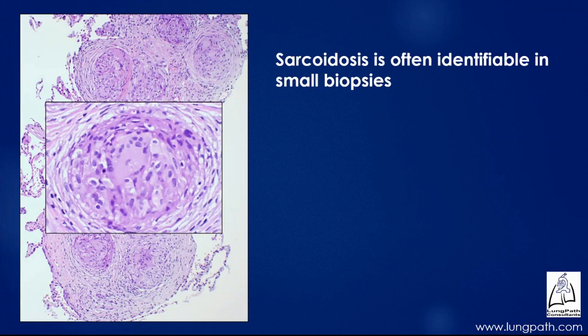Another transbronchial biopsy, forceps biopsy, this is fairly easy. There's obviously granulomas there, non-necrotizing coalescing granulomas with fibrosis. That's typical of sarcoidosis, and we often see sarcoidosis in small biopsies. And we can go beyond just saying granulomas, we can say coalescing granulomas, non-necrotizing with surrounding fibrosis, consistent with sarcoid.